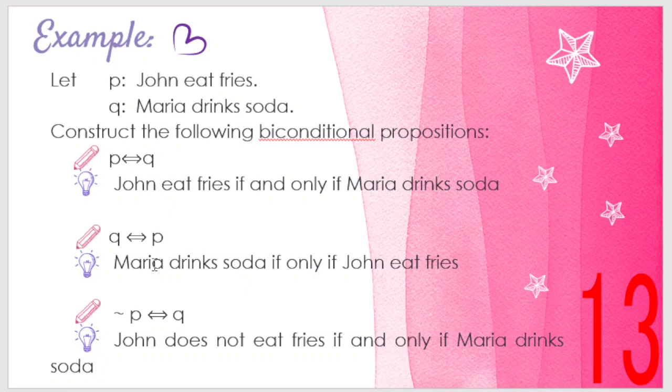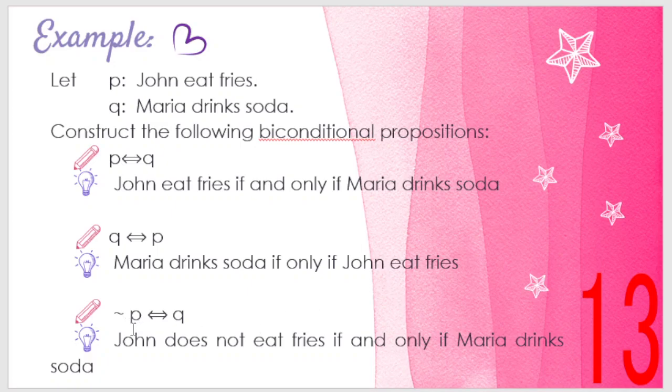For the third symbolic form, we have Q if and only if P. The statement will be Maria drinks soda, since we let Q be Maria drinks soda, then our connective will be if and only if, and P is John eats fries. So the statement for the symbolic form Q if and only if P will be: Maria drinks soda if and only if John eats fries.